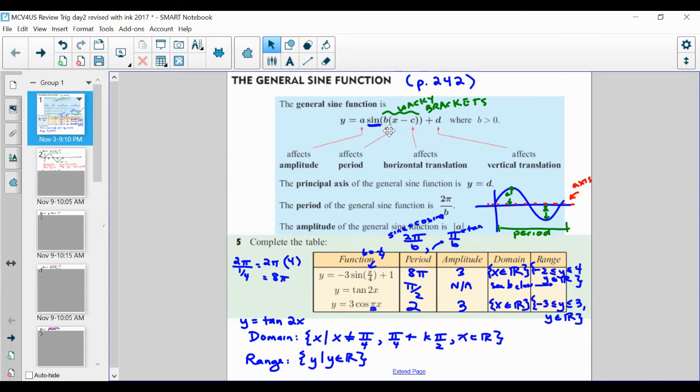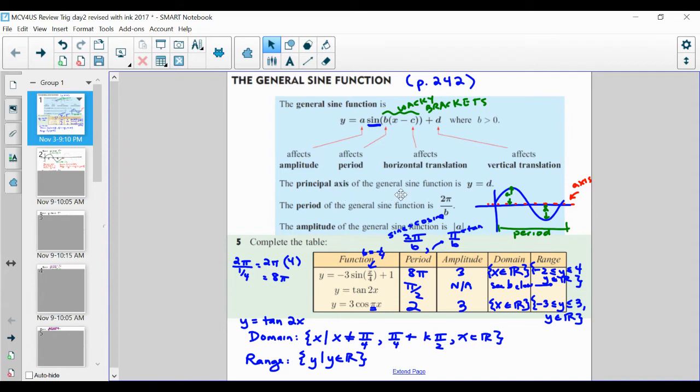But B and C are opposite to what we think because they're in the wacky brackets. So for C, even though it looks like it's negative and we should move to the left, if this value is negative here, it actually means we should shift to the right. And for B, if B looks like a large value, it means that the function's actually getting horizontally compressed, which means more cycles happen in the same space.